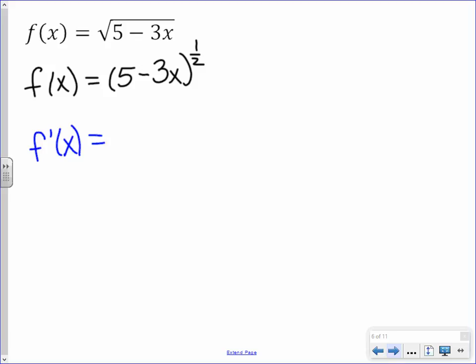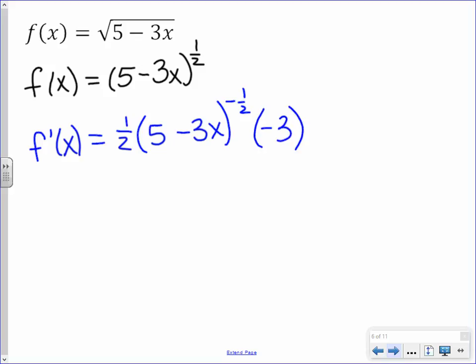Derivative. First of all, the outside function. What is our outside function? We have something raised to the 1/2. That is our outside function. So we're going to take the power rule to take the derivative of the outside. So 1/2, leave the inside alone, the power drops by 1. Then what do we need to do? Multiply by -3, right?